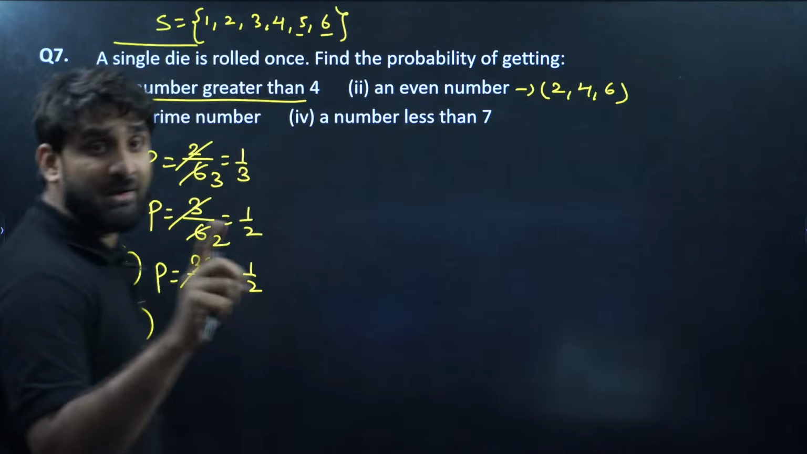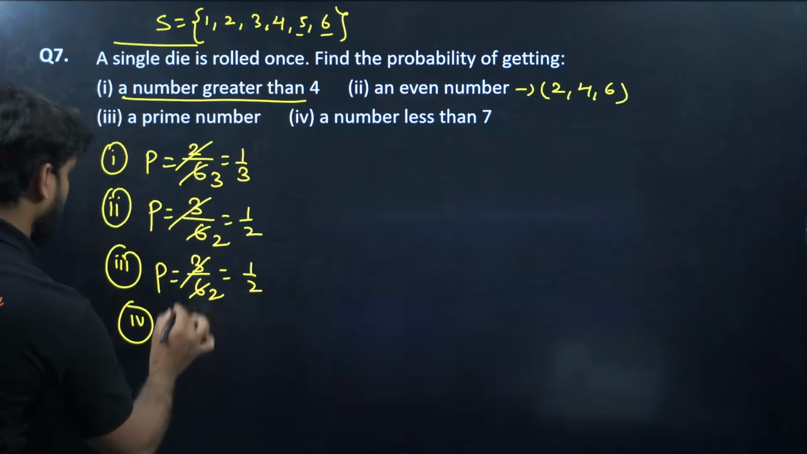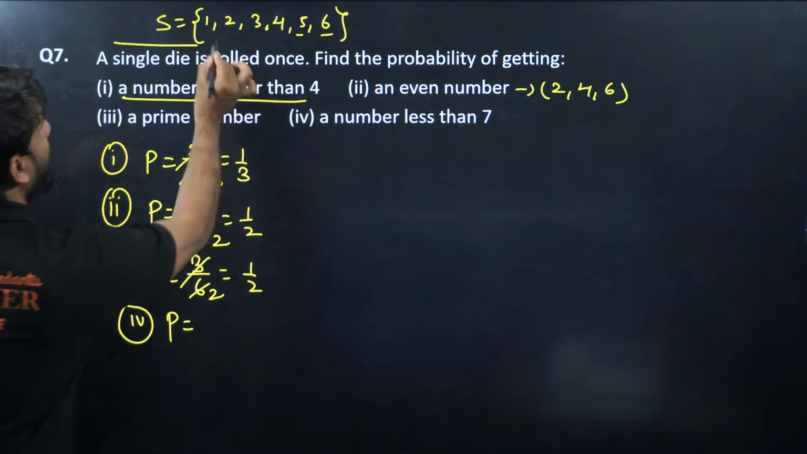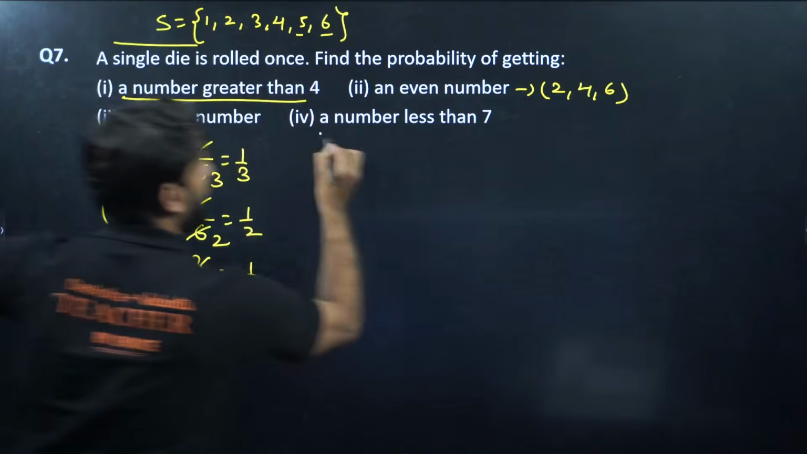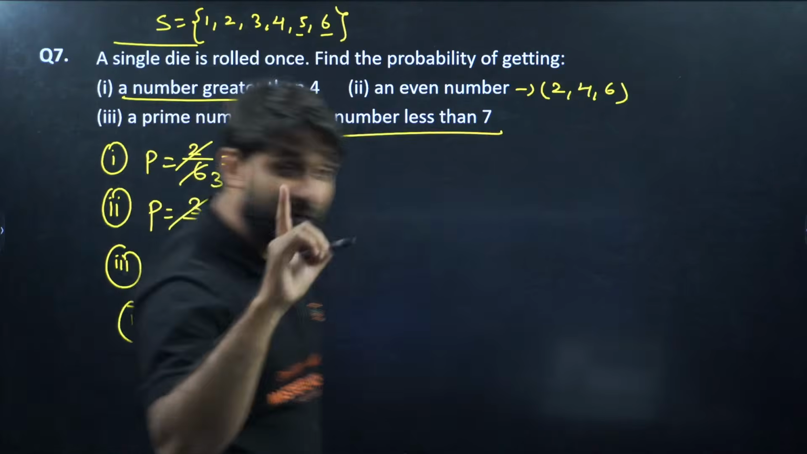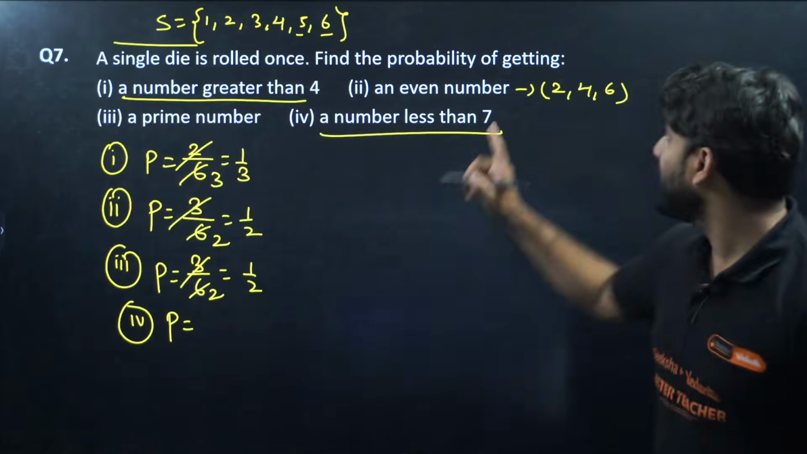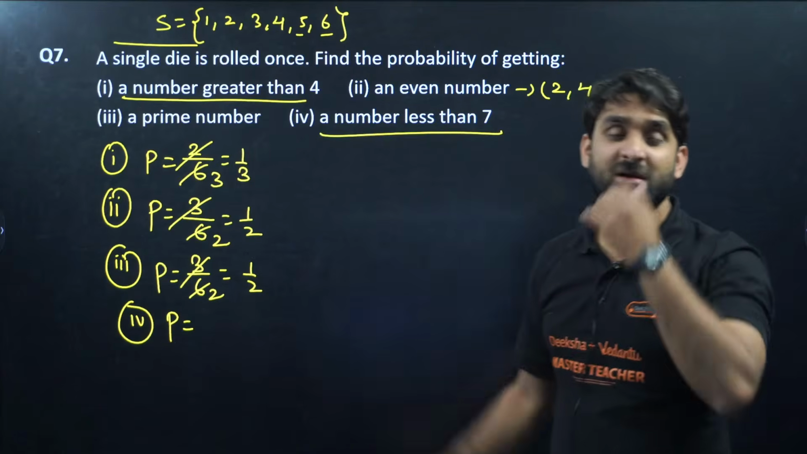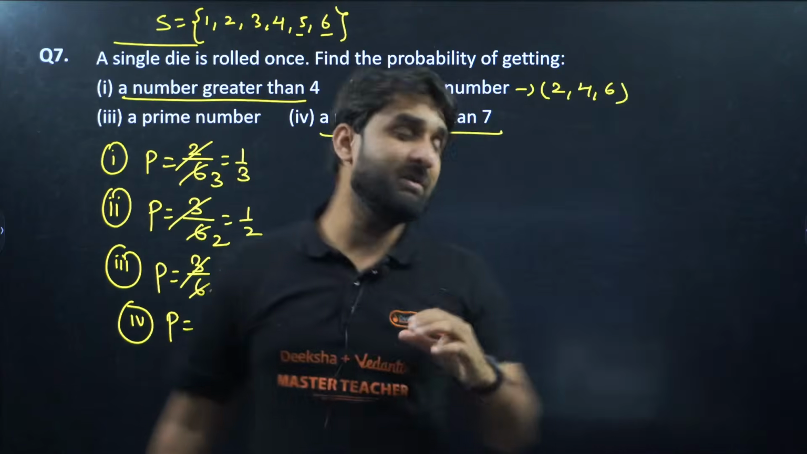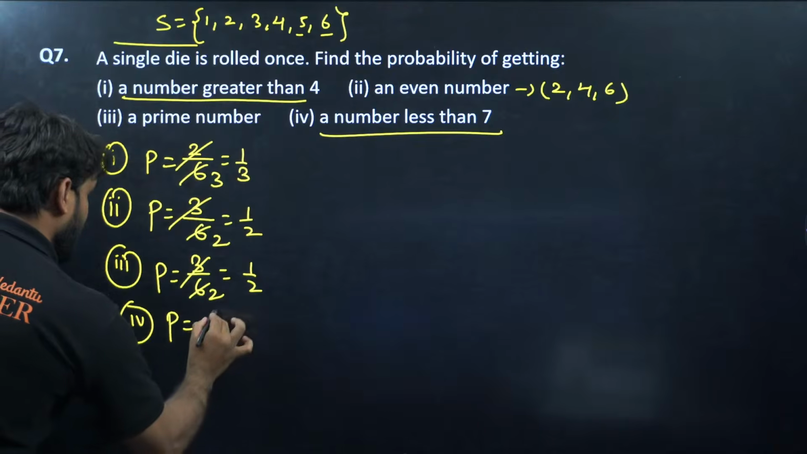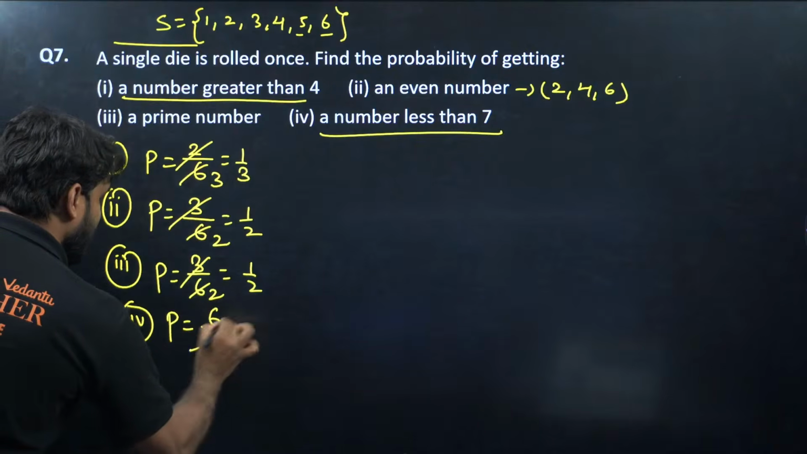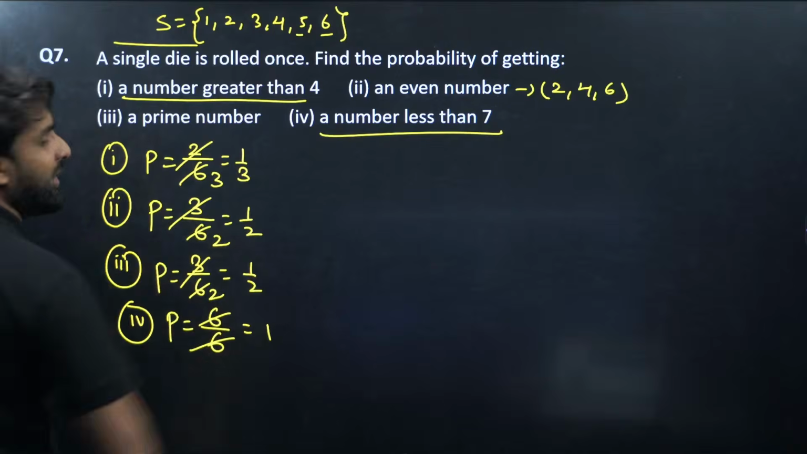All the numbers are less than 7. So the formula will look like, the probability will be all the numbers are favorable, because we are talking about a number less than 7. If we are talking about a number less than 7, all the numbers will be considered, right? So my dear champion, we can write 6 divided by 6, which is equal to 1, and this is 100%.